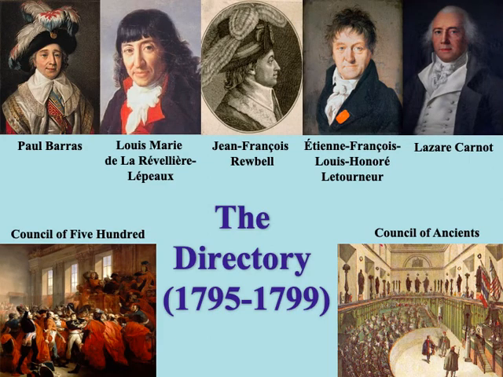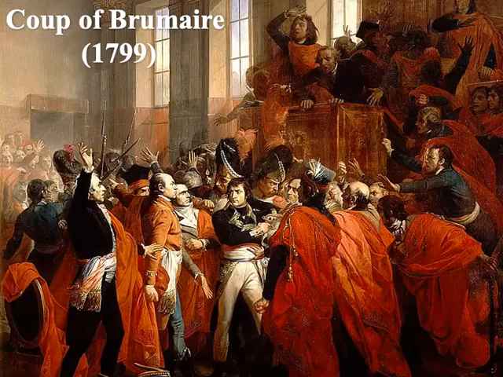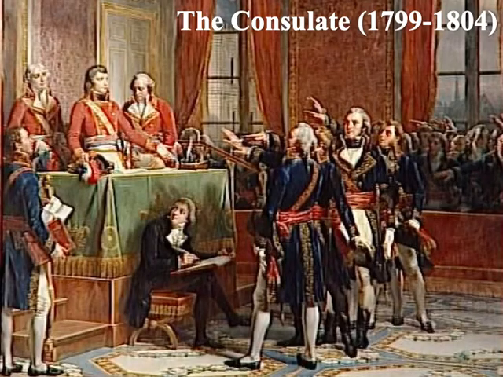Now, the Directory proves itself to be quite incompetent and unable to resolve the problems of France, and therefore a young artillery captain, growing in popularity because of his overseas exploits and victories, uses the power of his army to execute the coup of Brumaire. The coup of Brumaire toppled the Directory, overthrew the government, and he, with the influence of others, establishes another government, another stage in the French Revolution, identified as the consulate.